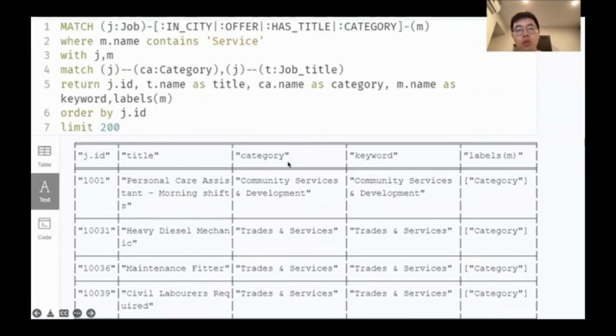You may want to find the most suitable job for you, so you may have some keywords about the job. Here is an example about service. We can clearly see the service as a keyword in the results. And this is the first result about this service. Here is the job ID. Here are its categories, which contain the service.